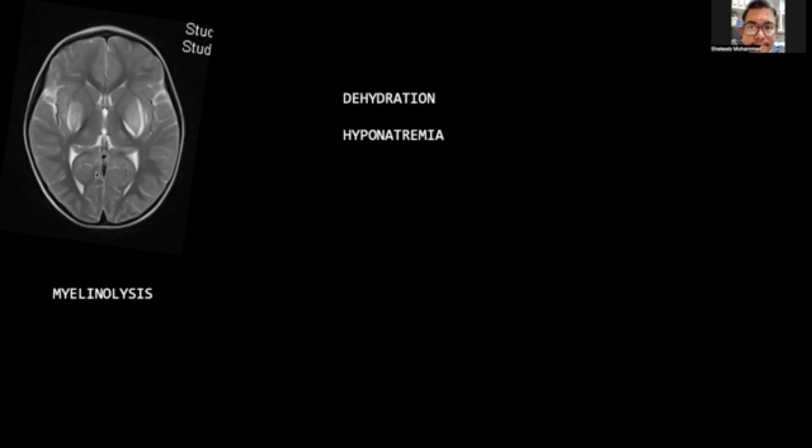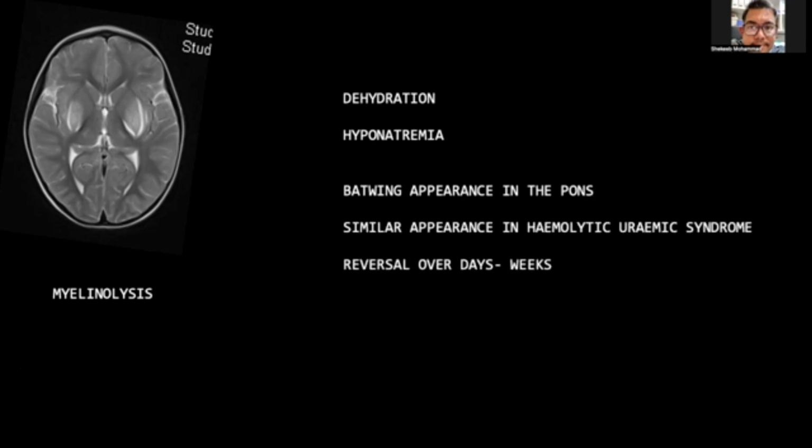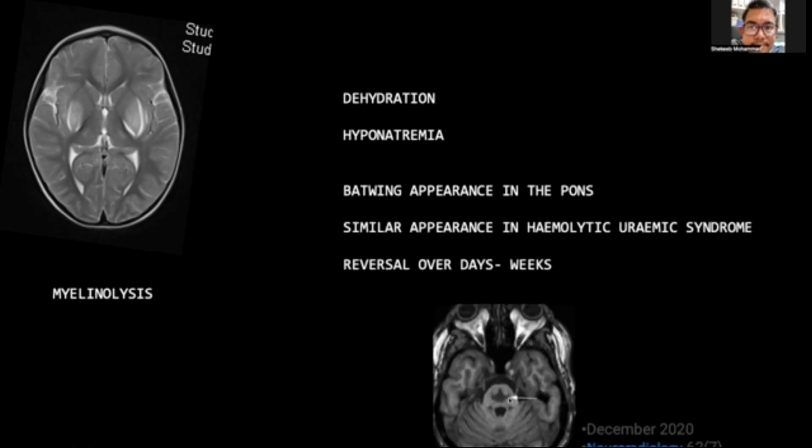Another acute presentation may be seen either with dehydration and changes in electrolytes, such as in this case, or sometimes with renal failure, where you may see changes with some swelling in the neostriatum again, along with this surrounding hyperintensities and thalamic changes. In some but not all cases, you may get a classical change called the battering appearance in the pons, as you see from this publication, which narrows down your differential to extrapontine myelinolysis. And as I said, a similar appearance may be seen with renal failure in hemolytic uremic syndrome, and these patterns can reverse over days, but sometimes can take several weeks.